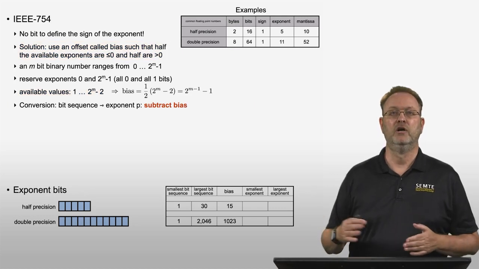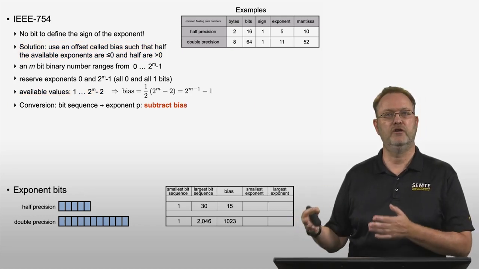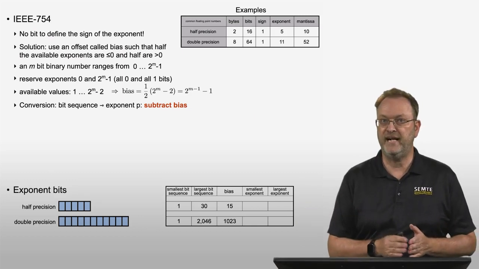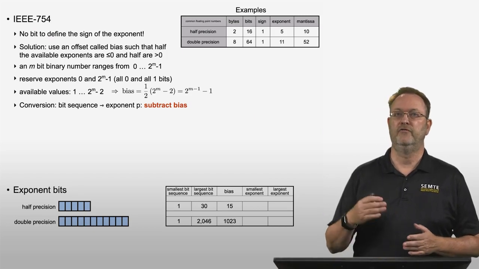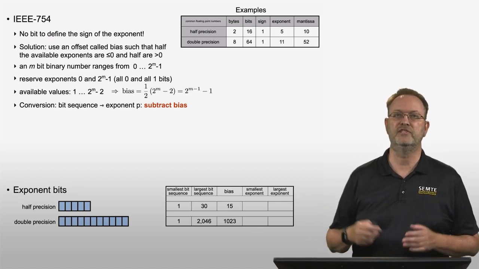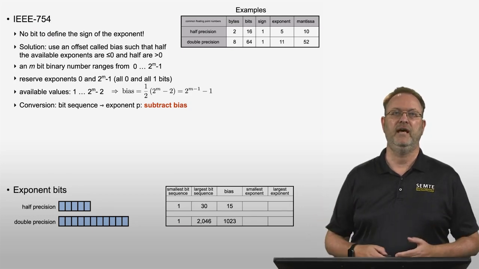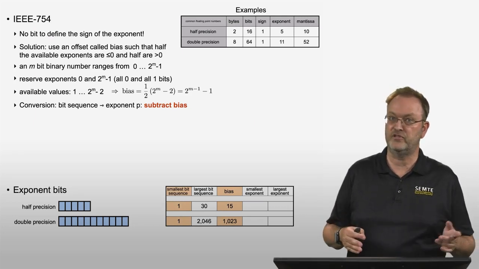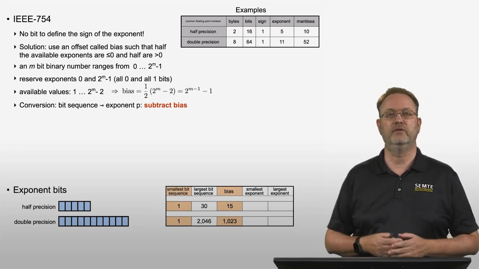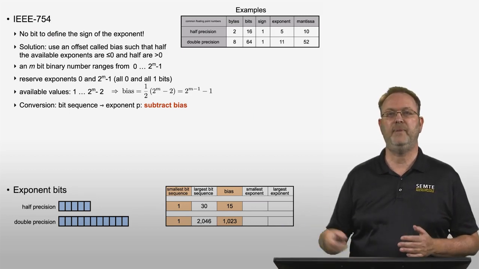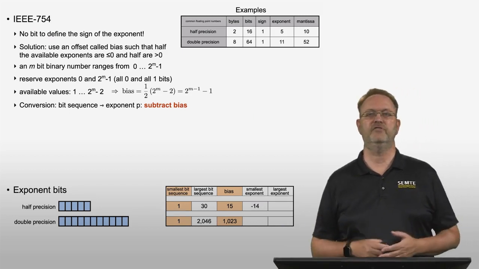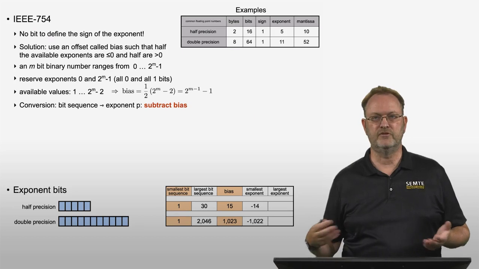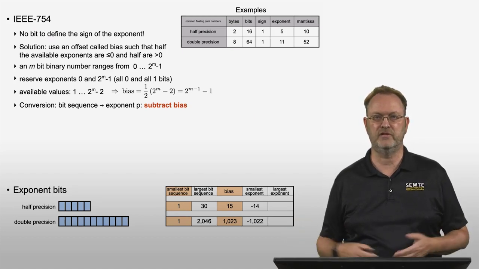So now how do we go from the true exponent to the bit sequence and vice versa? Well, to go from the bit sequence, the value that is stored by the computer, to the exponent, we subtract the bias. That means the smallest possible exponent in the bit sequence is 1. The corresponding true exponent would be 1 minus the bias. So for a half precision number, the smallest possible exponent is -14. And for double precision numbers, the smallest possible exponent is -1022.